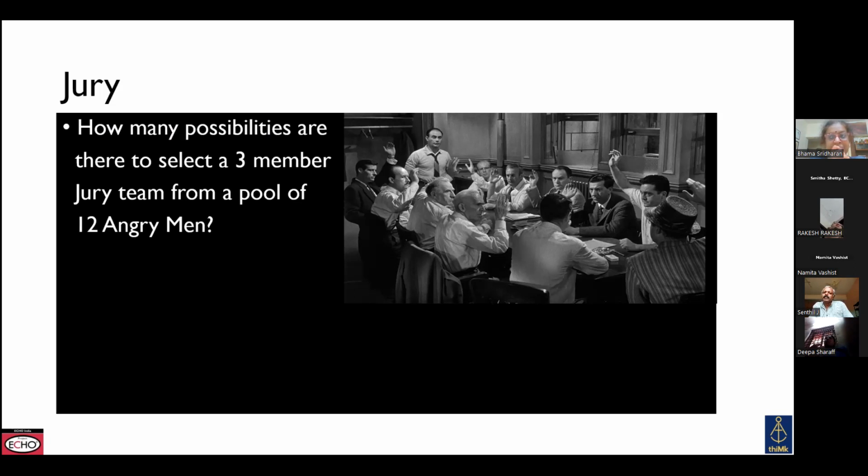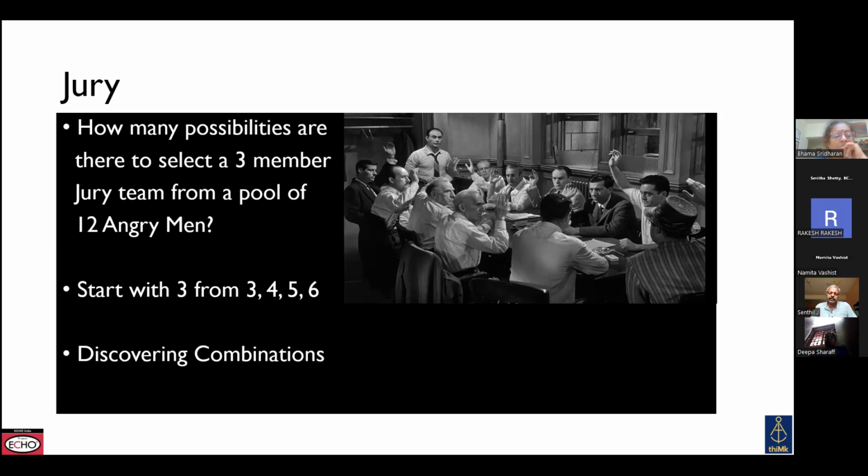It's a beautiful one. Here, how many possibilities are there to select a three-member jury from a pool of 12 angry men? So it's very similar to three prizes with 8 people. Here, 3 members with 12 angry men, and similarly start with 3, 4, 5, and 6. Here it's the combinations, because it's the other way around. You are choosing 3 members from 12 people. So it's nPr, the permutations, divided by r factorial. That's the big difference here.